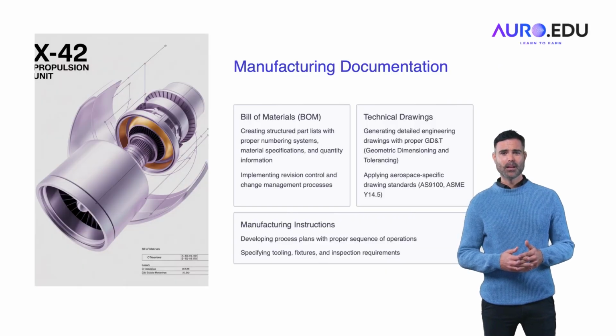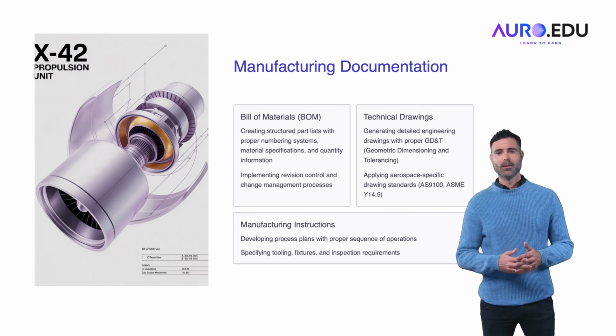CAD for manufacturing documentation. Once the design is complete, detailed manufacturing documentation is required to ensure that the design can be built correctly. Bill of Materials, BOM, lists all the parts needed to assemble the structure, including material specifications and quantities. Technical drawings use geometric dimensioning and tolerancing, GD&T, to define the part's specifications, ensuring accuracy in manufacturing.